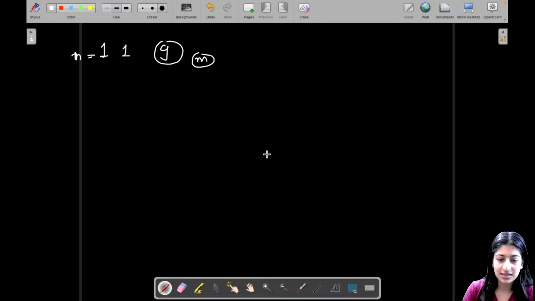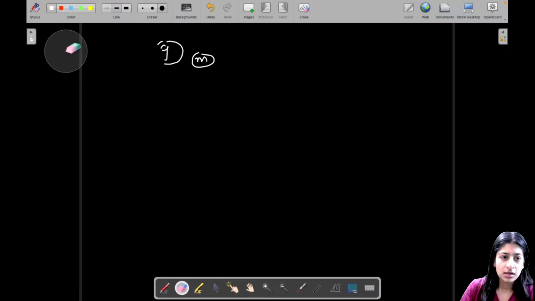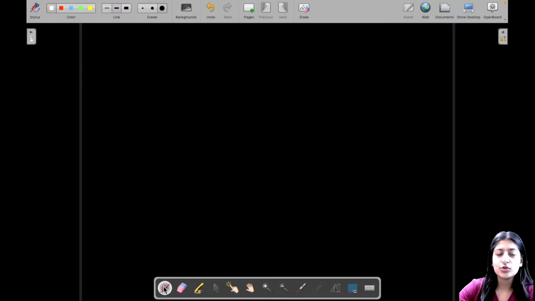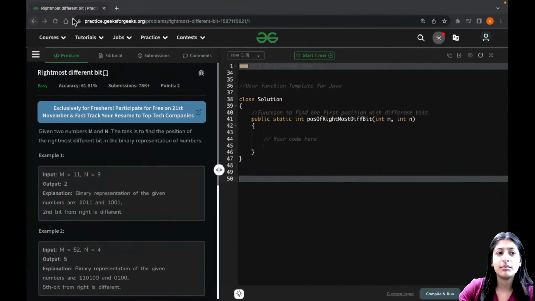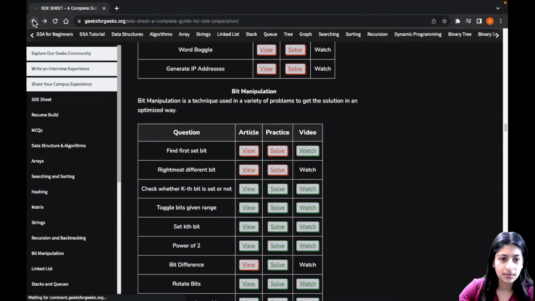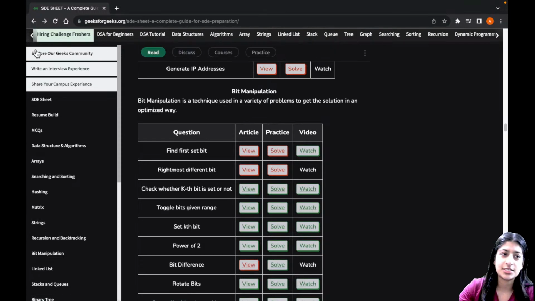Now what does this mean? Let me write it properly. If you understand this question right, you will be very easily able to do this question. Find first set bit. That's why I have chosen to start with this question, because this question itself will cover the solution for this problem.